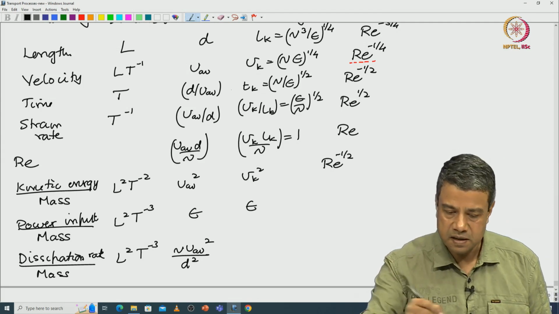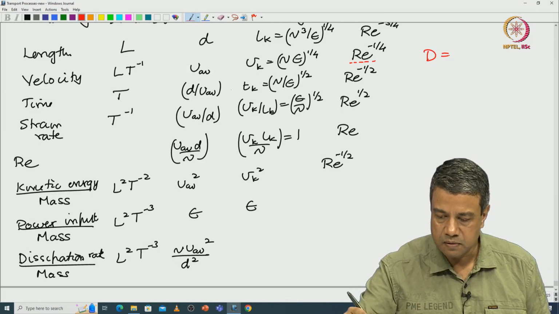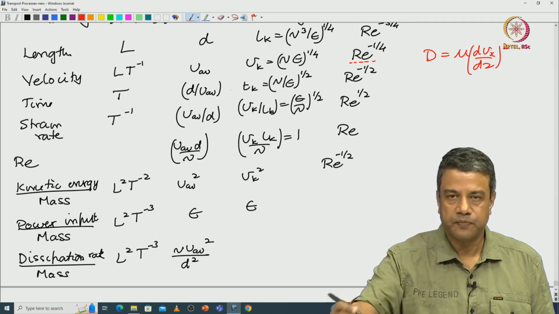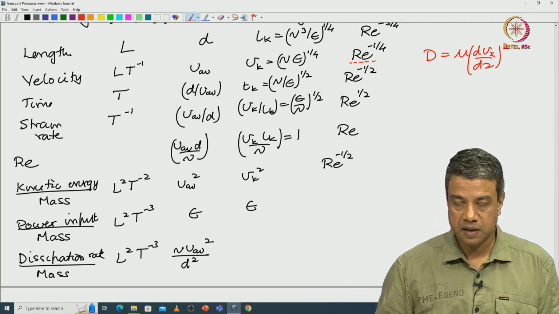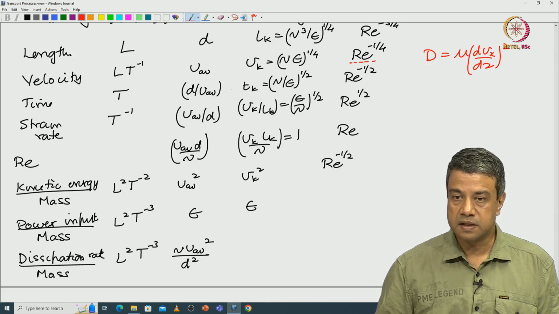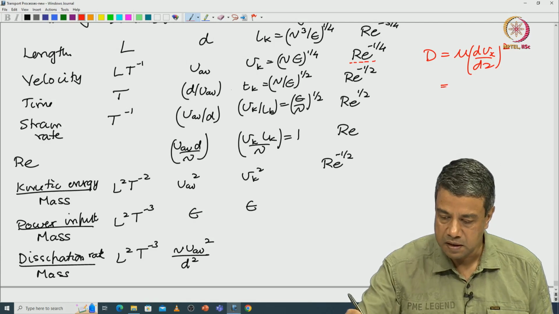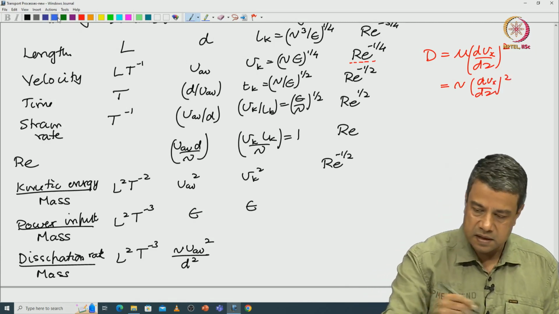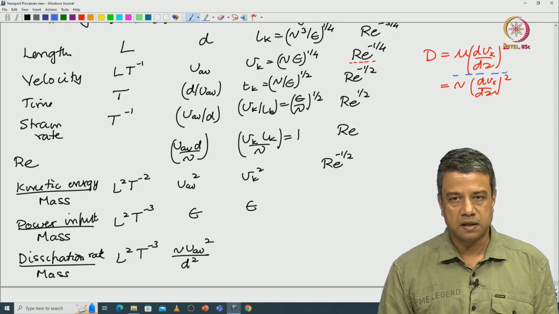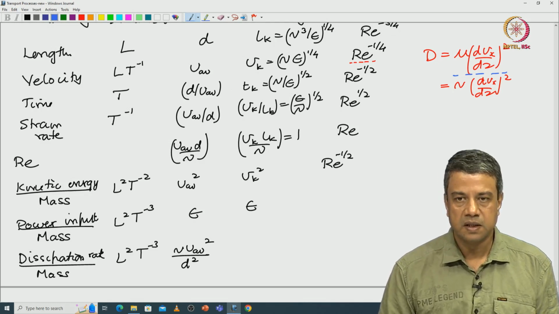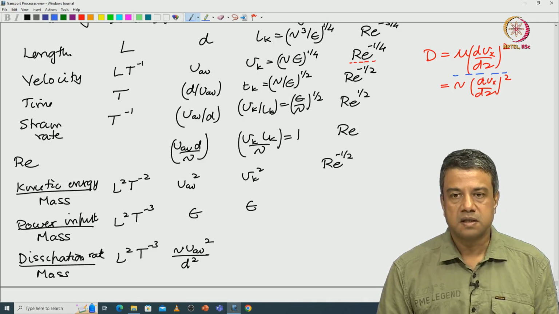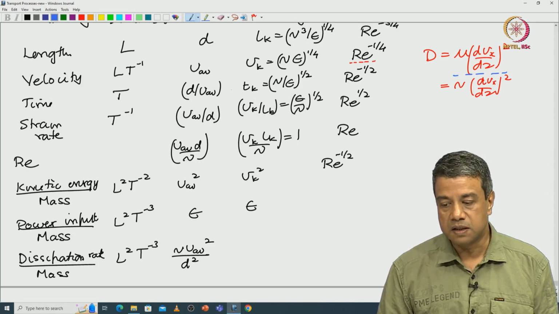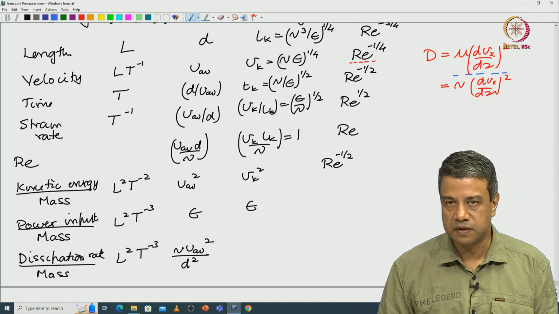Recall that we had said that the dissipation of energy is equal to mu into (dVx by dz) the whole square. That is the rate of dissipation of energy. Or if I want to calculate the rate of energy dissipation per unit mass, that would be the kinematic viscosity times (dVx by dz) the whole square. This is the rate of energy dissipation per unit volume. We had derived this earlier. The rate of energy dissipation per unit volume is the shear stress times the strain rate. Shear stress is mu into dVx by dz and the strain rate is dVx by dz. So, you multiply the two, you will get the energy dissipation rate per unit volume as mu into (dVx by dz) the whole square.